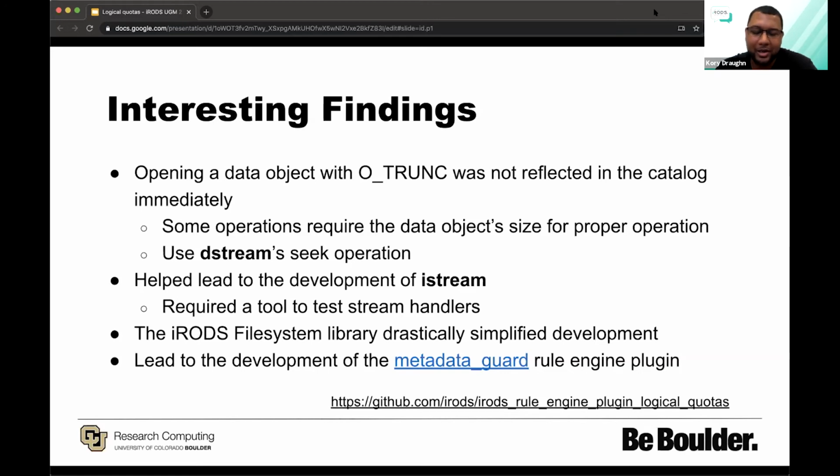Some interesting things we encountered during development of this rule engine plugin: before 4.2.8, opening a data object with the truncation flag was not reflected in the catalog immediately. This has been fixed in 4.2.8, so when you open a replica, the file on disk is truncated and the catalog also reflects that immediately following the open. But this was a problem during development because some operations with logical quotas require that the size be known. Again, dstream came to the rescue: we could open the data object, seek to the end, and ask the dstream object exactly where we are. That was a way we could get around this during development.